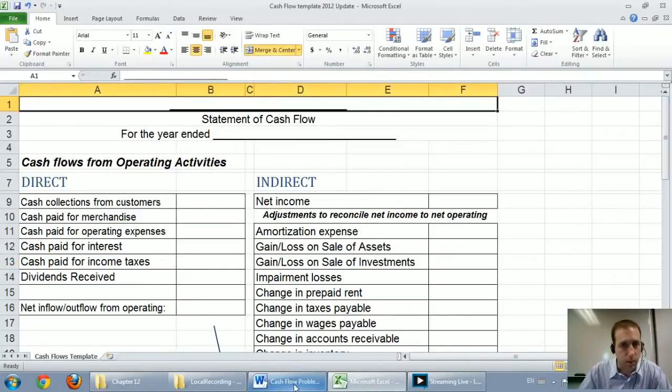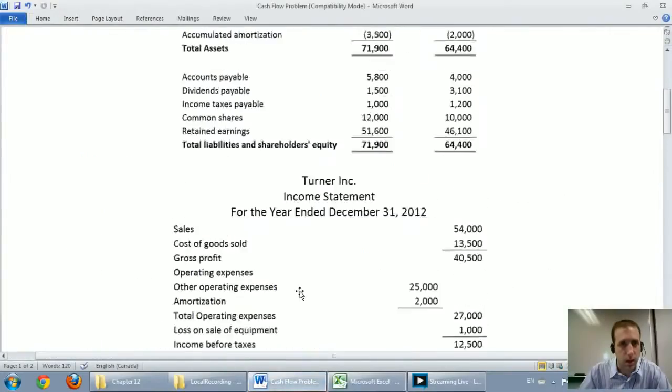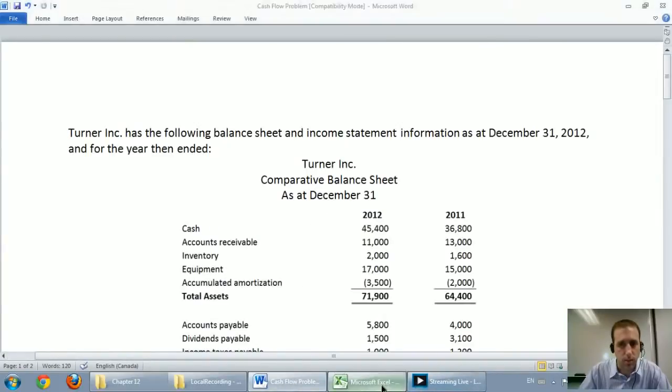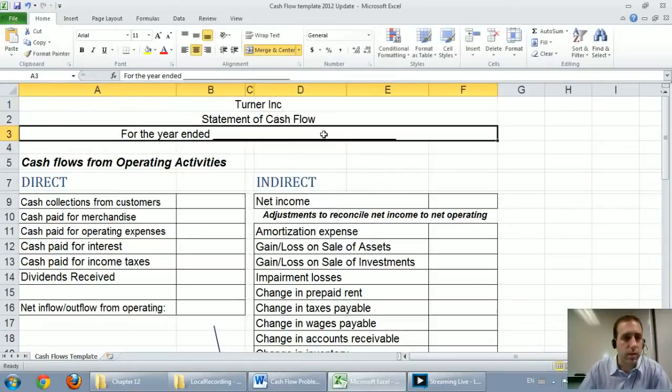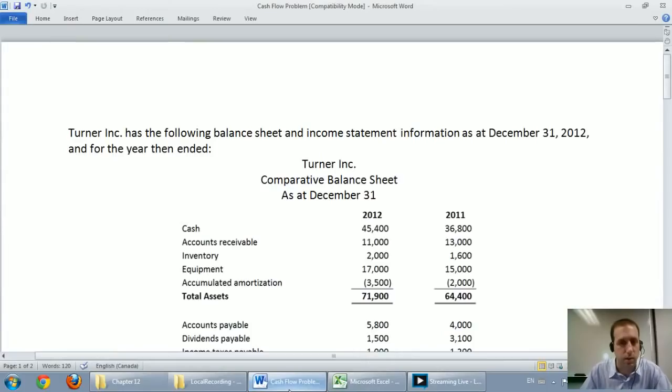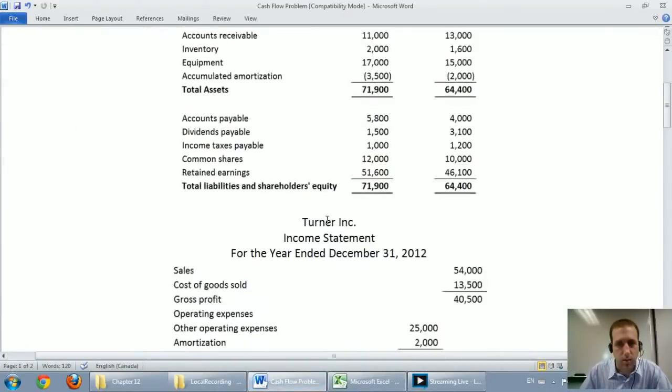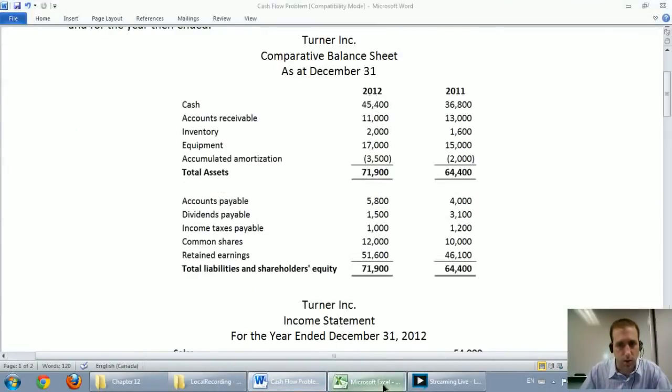But let's get started with this. We're going to start by just filling out the company's name and the title. So it's Turner Inc. We're doing a statement of cash flows, and statements of cash flows get dated for the year ended, not as at like a balance sheet, but for the year ended like an income statement, or for the period ended. And it's December 31st, and it'll be 2012.